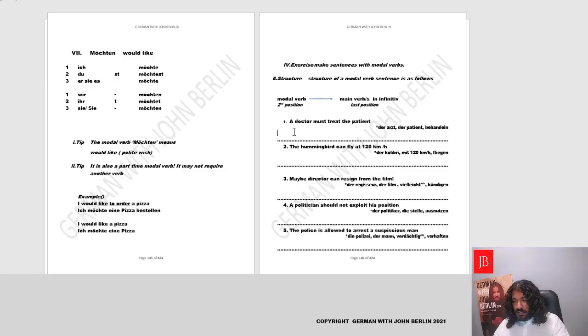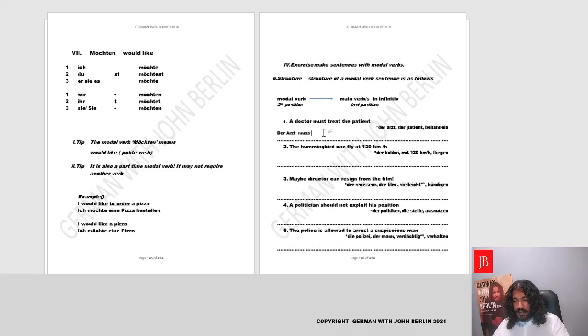Okay, a doctor must treat the patient. So who must treat the patient? That's the doctor, der Arzt, like I've written here. Now the verb must, we recall it's müssen. We'll conjugate for third person. Ich muss, du musst, sie, es muss. Der Arzt muss. Then we'll ask, whom must the doctor treat? That's the patient. That's accusative.